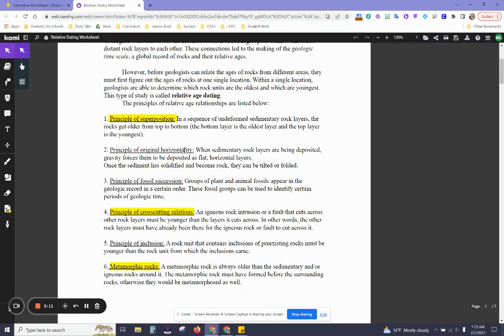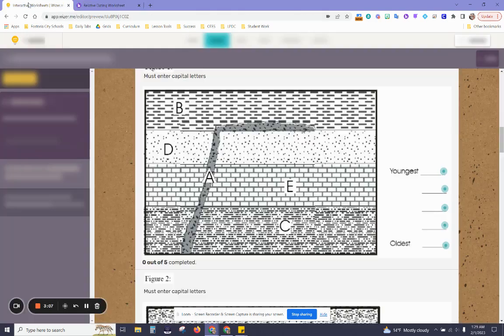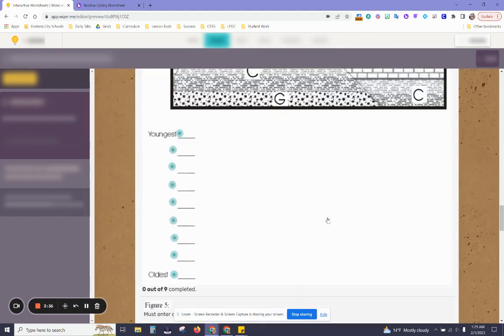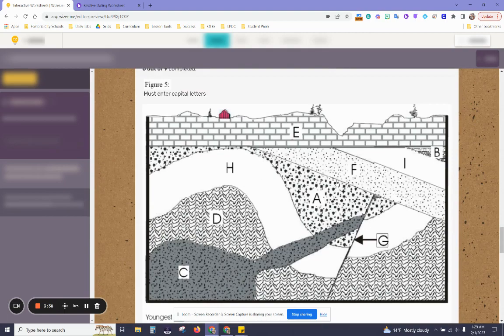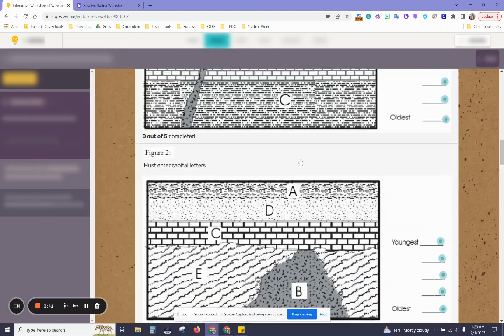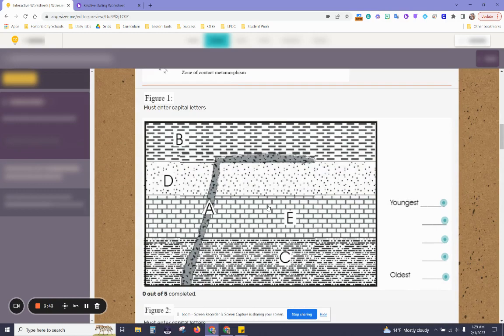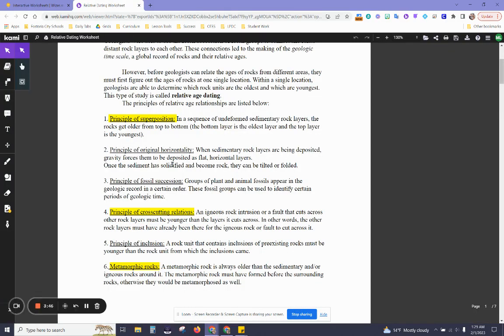The principle of original horizontality says that when sedimentary rock layers are being deposited, gravity forces them to be deposited as flat, horizontal layers. Once the sediment has solidified and become rock, they can be tilted or folded. So it's just saying that they get laid down in nice flat layers thanks to gravity, smoothing everything out and filling in all of the pits and potholes before it solidifies into a rock. Once it solidifies into a rock, this kind of stuff can happen. Okay, so originally, rock layers are laid down in nice horizontal layers.